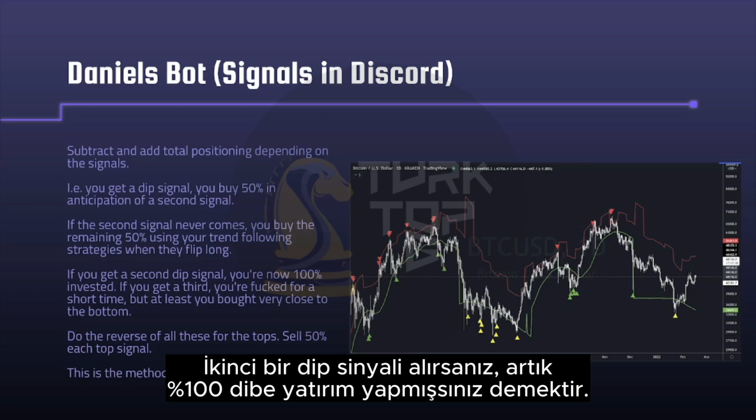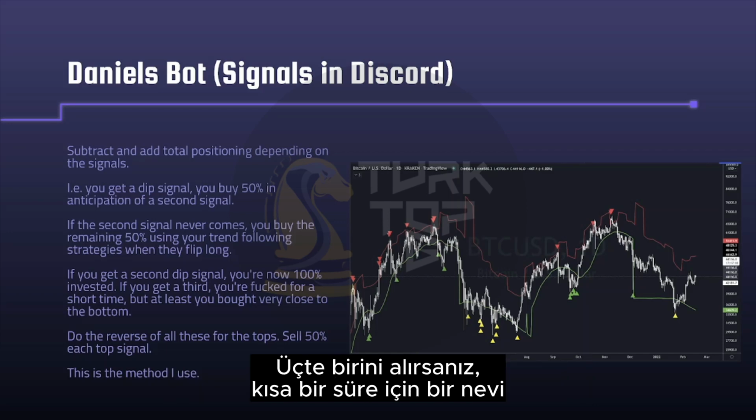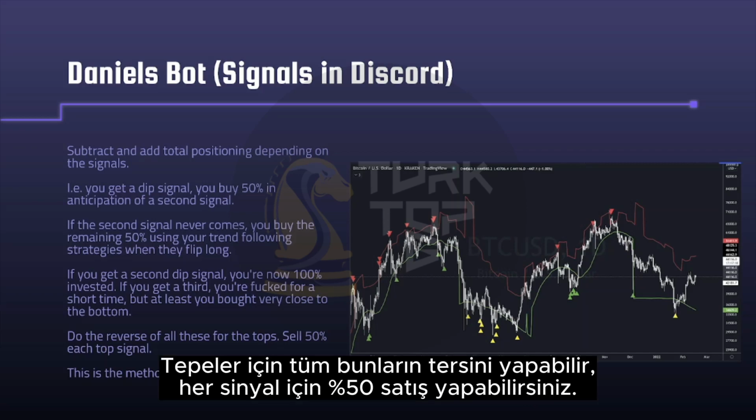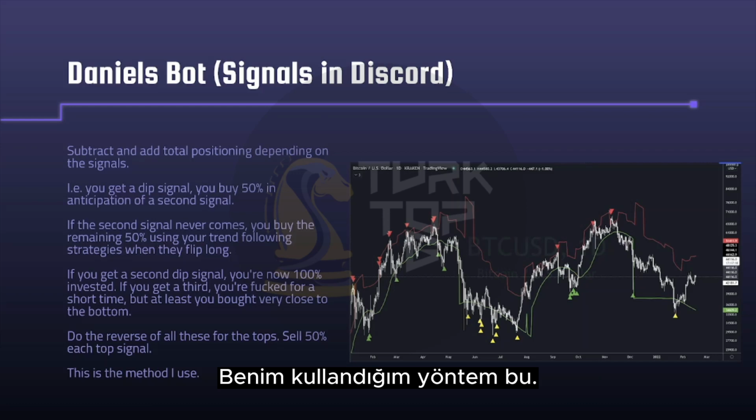If you get a second dip signal, you're now 100% invested at the bottom. If you get a third, you're kind of in trouble for a short period of time, but at least you bought very close to the bottom. You can do the reverse of all of these for the tops, selling 50% for each signal. This is the method that I use.